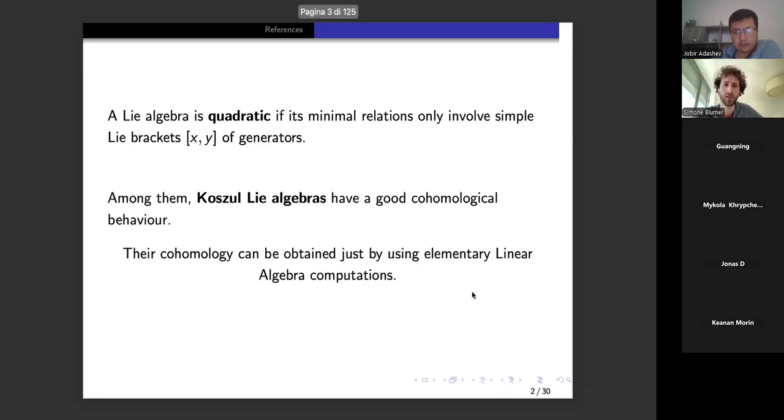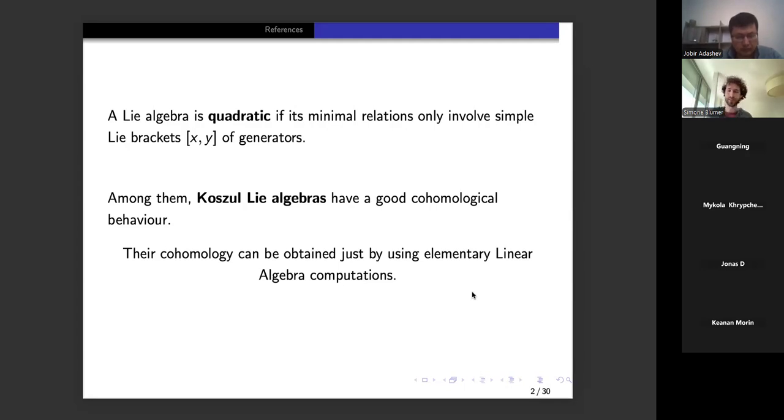Within the class of all quadratic Lie algebras, you find the class of Koszul Lie algebras, which are important because they have a good cohomological behavior. In fact, you can compute explicitly the cohomology ring of a Koszul Lie algebra just by using elementary linear algebra computations. You may think that, in principle, you can always compute cohomology by using elementary linear algebra computation.